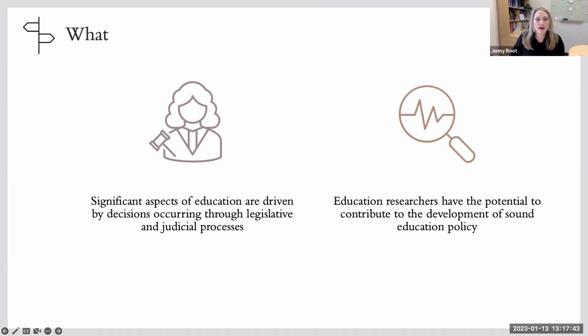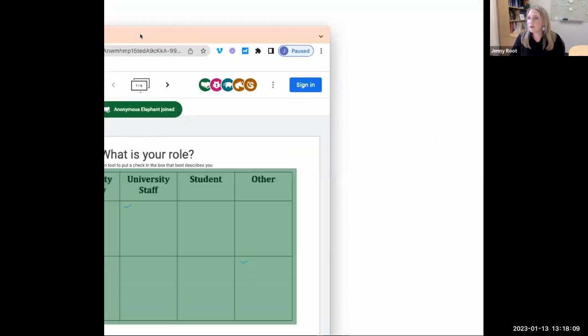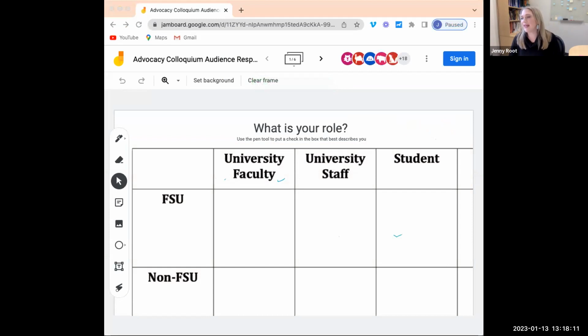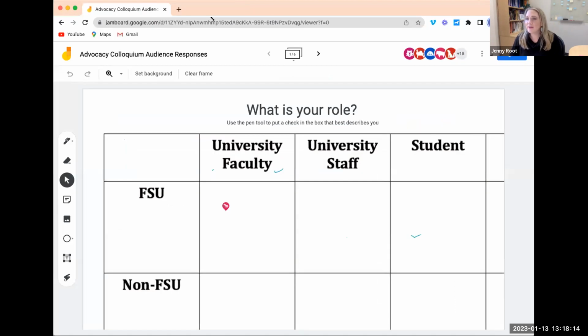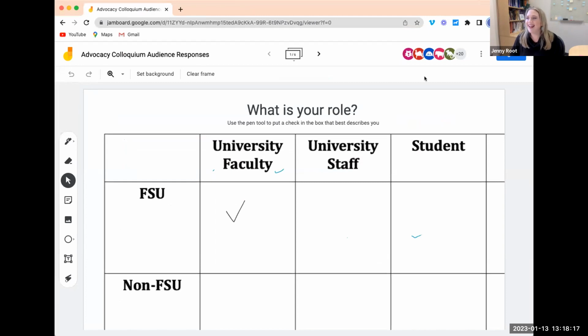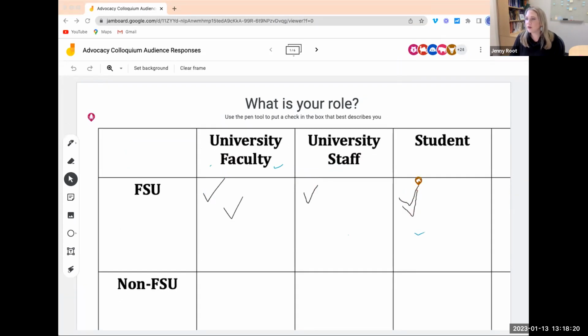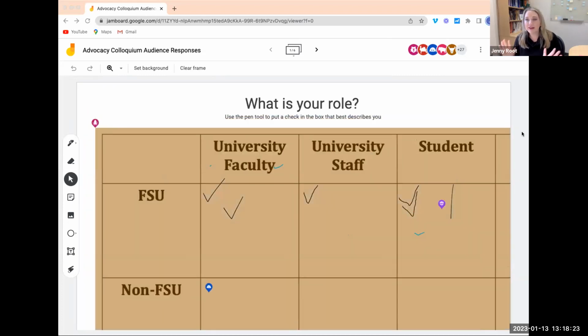Before we get into the what, I want to see who everybody is here. So I'm going to put a tiny URL into the chat so you can join a Jamboard. Let me switch my sharing. Hopefully you're able to join this, oh yes, I see lots of anonymous animals joining. I just want to see who we have here today. So what is your role right now? Not to put you in a box, but we have to have boxes.